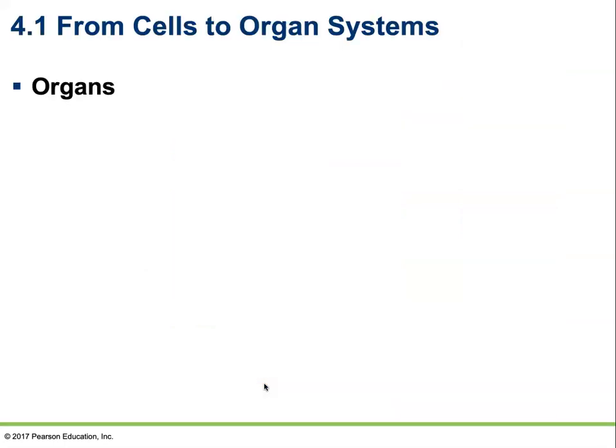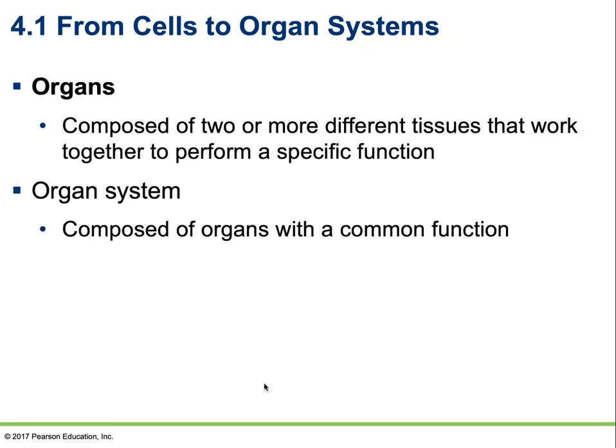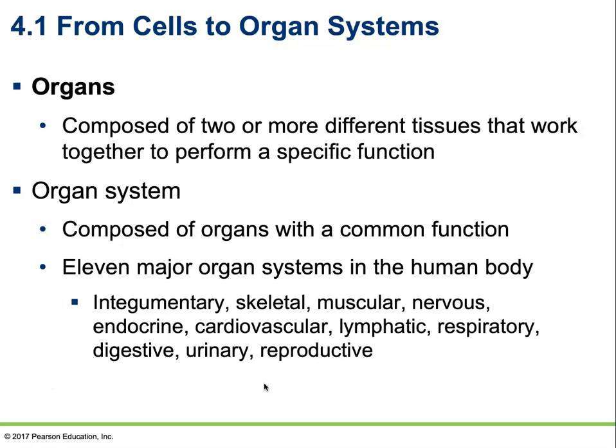As we move up from tissues, we're going to hit organs. Organs are going to be composed of two or more different tissues that work together to perform a specific function. An organ system is going to be composed of multiple organs with a single common function. There are 11 major organ systems in the human body: the integumentary, skeletal, muscular, nervous, endocrine, cardiovascular, lymphatic, respiratory, digestive, urinary, and reproductive. Don't worry if that looks like a great big long list.